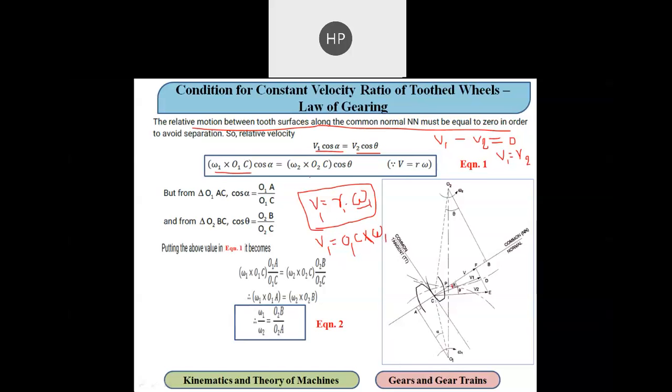Same way, how will we get the value of V2? V2 will be a similar equation. V2 is equal to R2 into omega 2. Now what will be the value of R2? R2 will be O2C. This one. So O2C into omega 2. Put this value over here. This is how we can get this one.